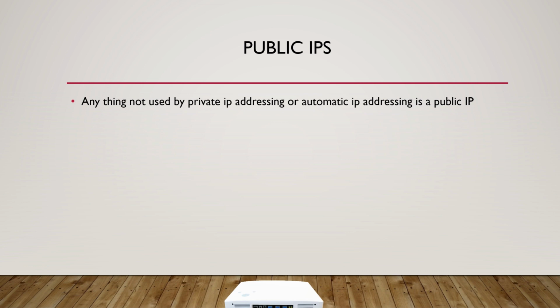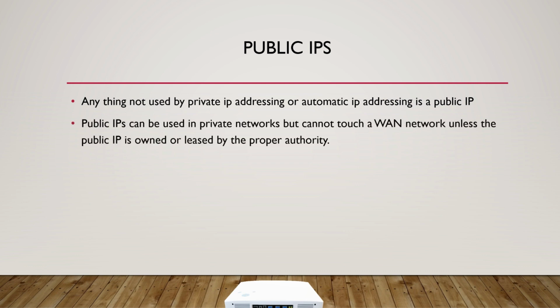The first thing to know is that public IPs can be used in a private network, but cannot touch a WAN network unless the public IP is owned or leased by the proper authority, and that is because it would cause an IP conflict, and it most likely wouldn't work. So you can use a public IP in a private network, but it has to be contained within that LAN. It can't touch the WAN.